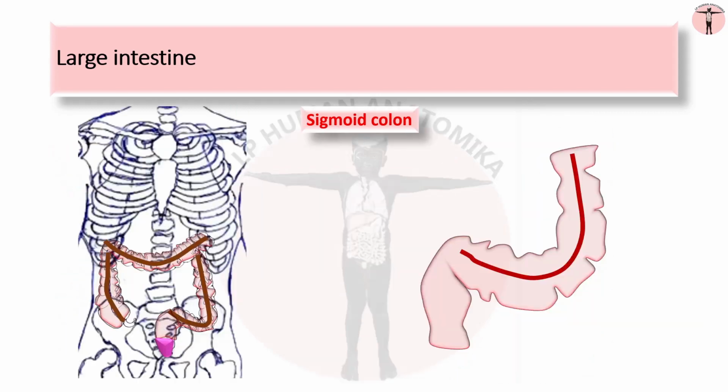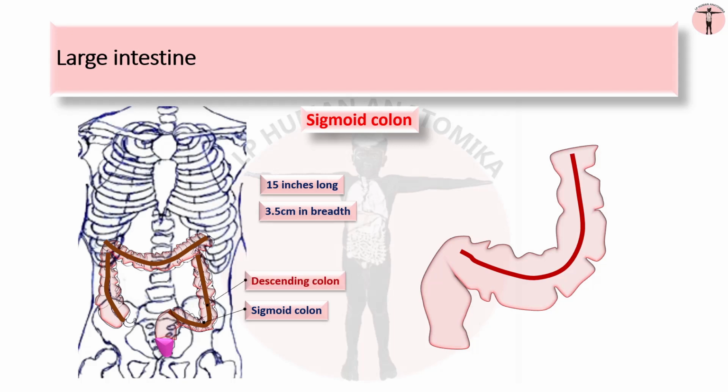Coming to the sigmoid colon, or pelvic colon. The sigmoid colon is about 15 inches or 37.5 centimeters long and 3.5 centimeters in breadth. It extends from the lower end of the descending colon at the left pelvic brim to the rectum at the level of the third sacral vertebra. During its course, it forms a sinuous loop and hangs free in the lesser pelvis. The loop consists of three parts.